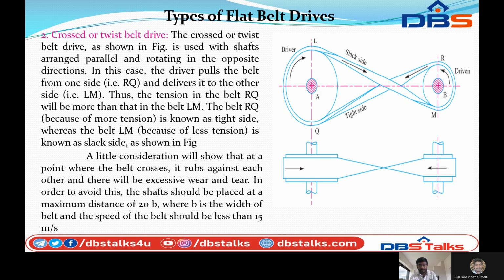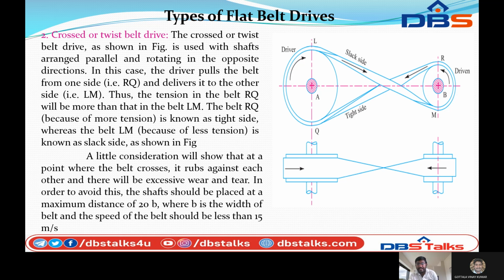So as shown in the figure also, a little consideration will show that at a point where the belt crosses, it rubs against each other and there will be excessive wear and tear. In order to avoid this, the shaft should be placed at a maximum distance of 20 B. So what is the B? Where B is the width of the belt, and the speed of the belt should be less than 15 meters per second. So this is another type of the crossed belt or twisted belt drive.